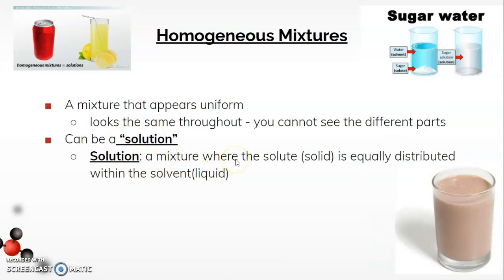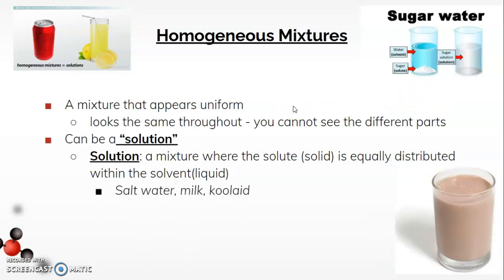It's a mixture where the solute is equally distributed within the solvent, meaning the solute, which is the solid, for example, our sugar, is equal throughout the solvent, or the liquid water. Another way to think of this, if we're comparing it back to our pure substances: if we put our sugar water on a burner and start boiling it, that water is going to boil off, leaving behind that sugar. So that is one way we could separate this mixture.